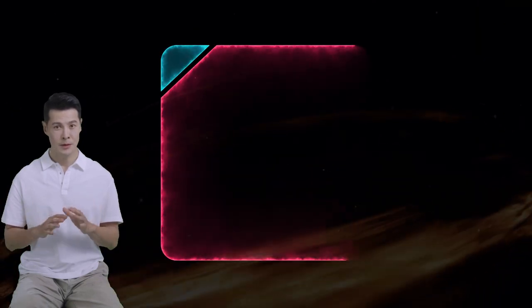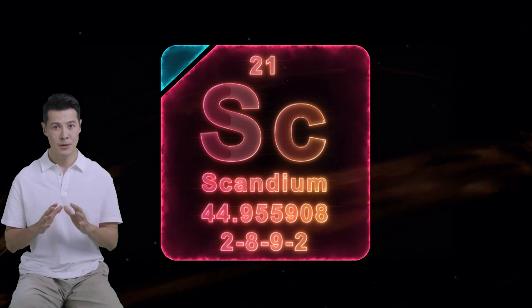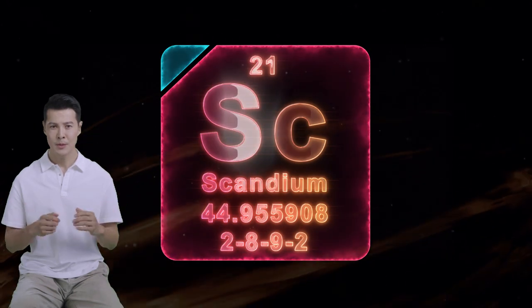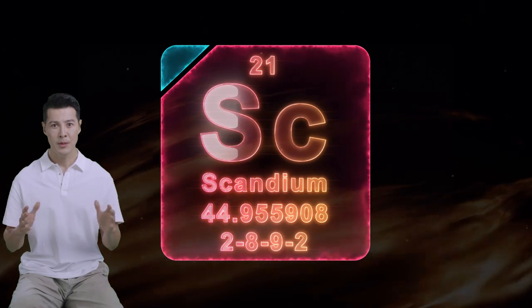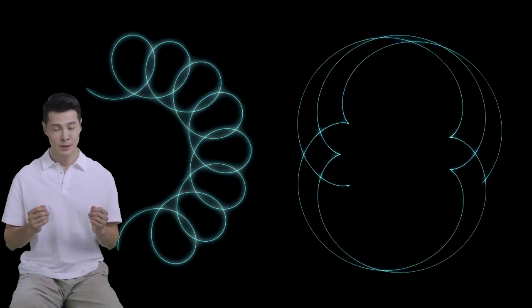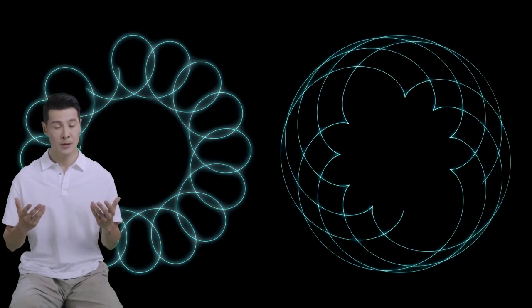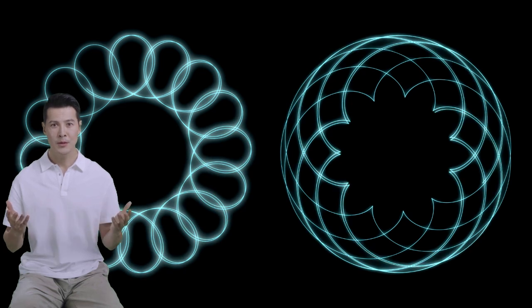Consider an electron with the following quantum numbers: n equals 2, l equals 1, m_l equals 0, and m_s equals +1/2. This electron is in the second energy level, in a p orbital (l equals 1), with a specific orientation (m_l equals 0), and has an upward spin, or m_s equals +1/2.